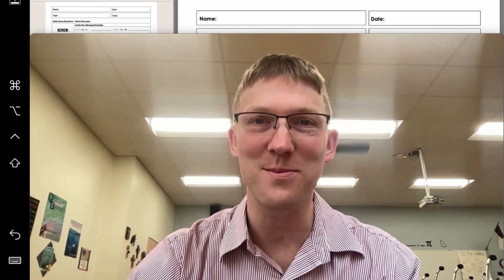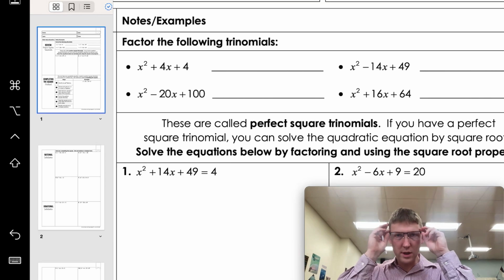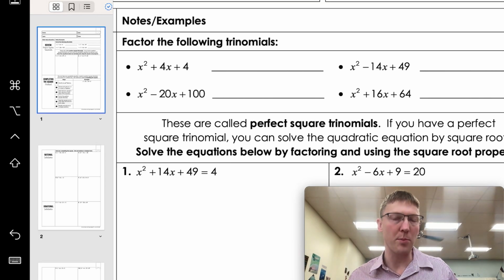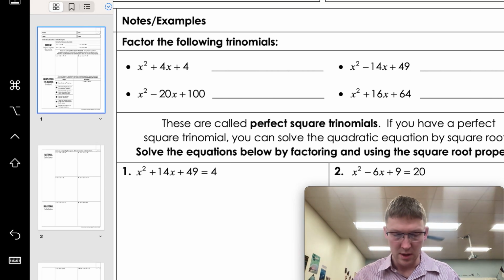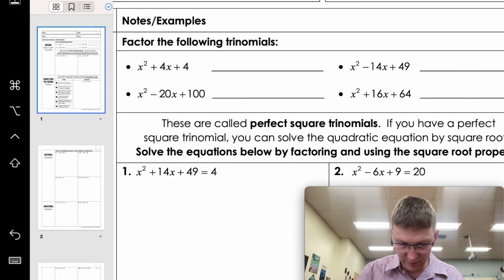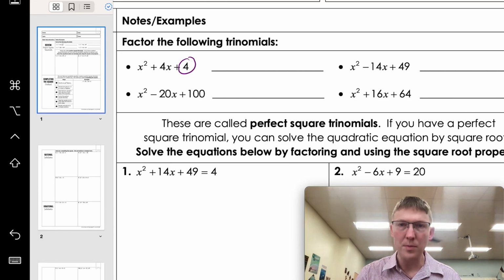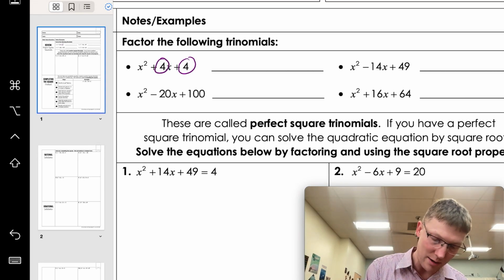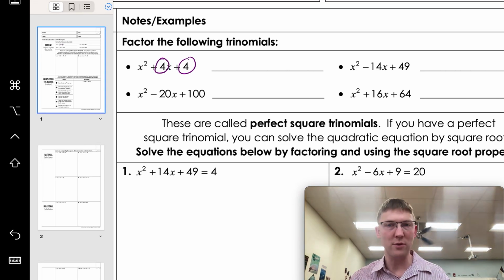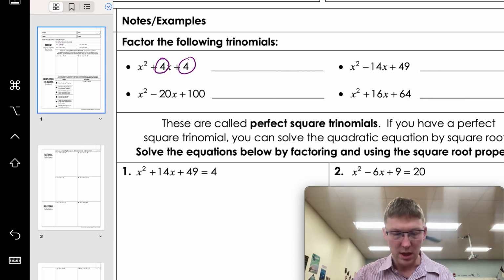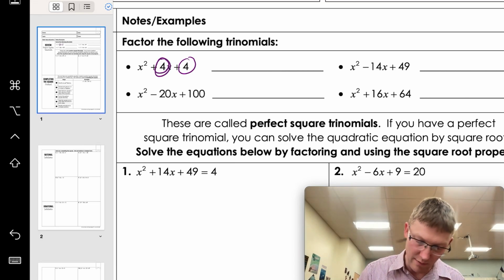Let's get into it. In order to complete the square, we're going to be using our perfect square trinomials, so we're going to do a quick review of those. If we look at this first one, you've got a 4. Normally to factor this, we would find two multiples of 4 that add up to give us this. We can quickly figure out that it's 2, and 2 times 2 is going to give us this 4.